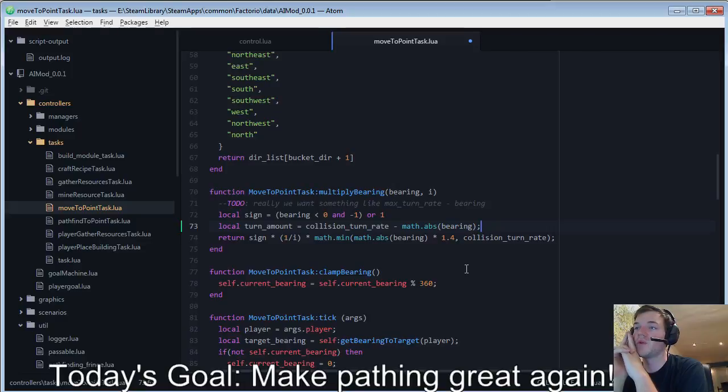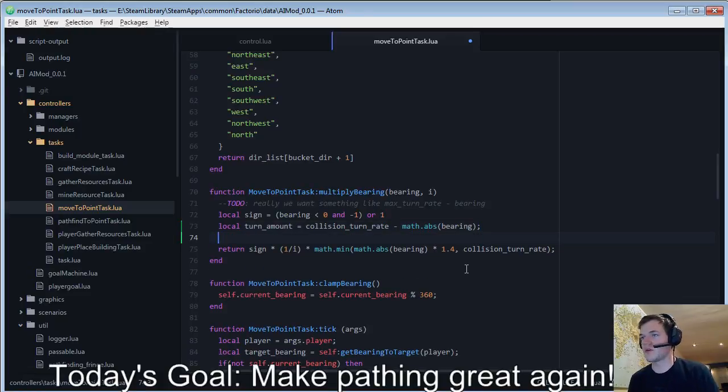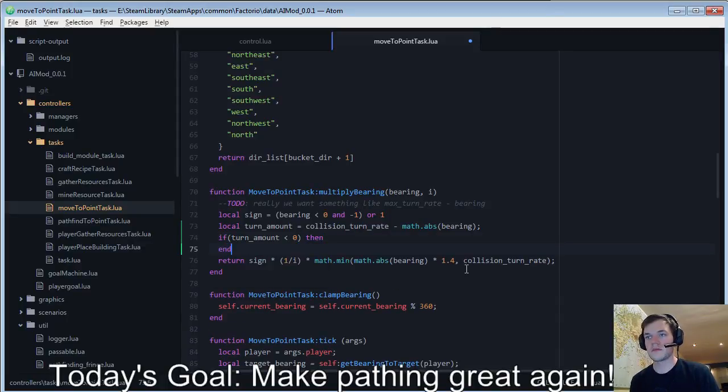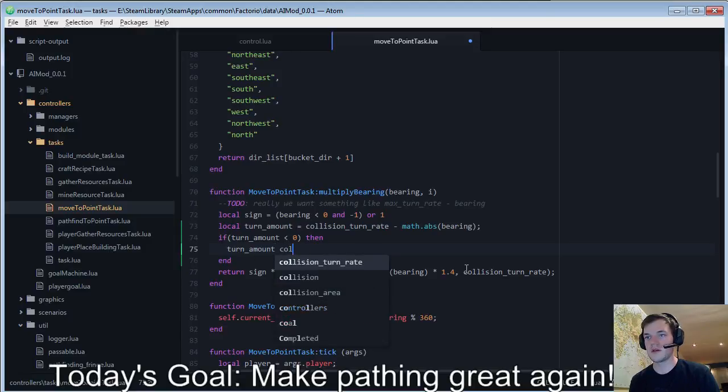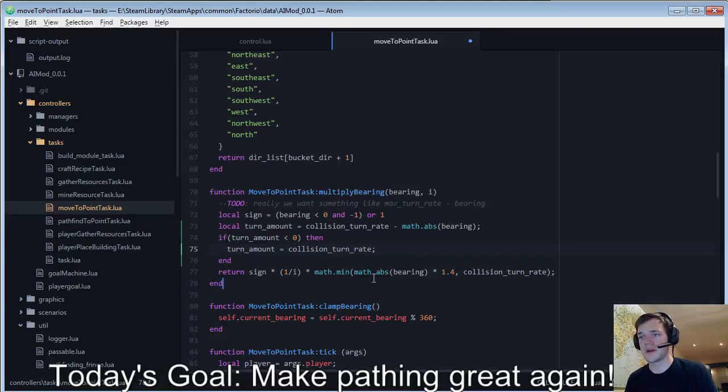So if I need to turn more than... okay, so then I just need to check if the turn amount is 0, or I guess if the absolute bearing is greater than... The turn amount is less than 0. The turn amount is going to be the collision rate, which is the maximum turning speed that I'm allowing. Okay, so now here we just need to do the turn amount.